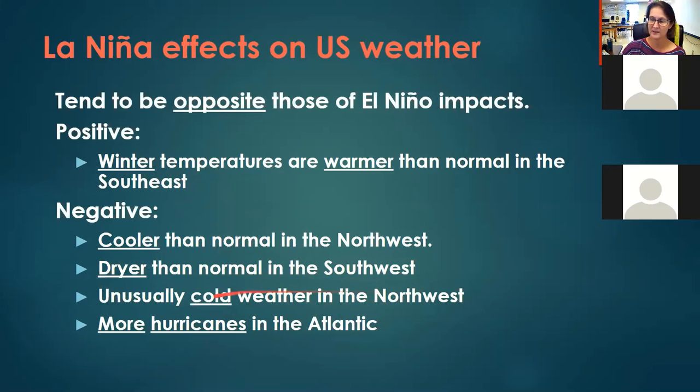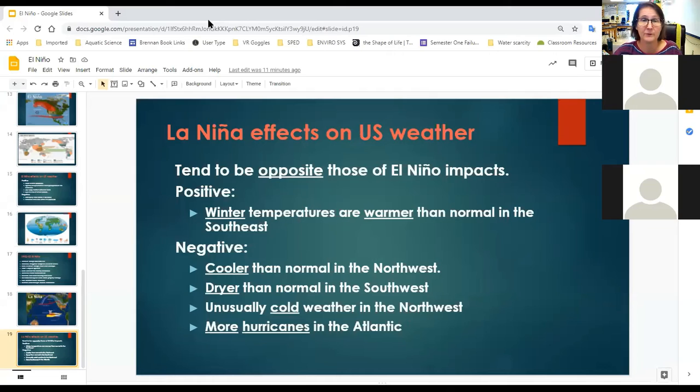We have dry in the southwest, unusually cold in the northwest, and this means more hurricanes. That's something I ought to look up. Was this past year a La Nina? Because we had some hurricanes. All right, so that's just a very quick bit of notes for El Nino and La Nina.